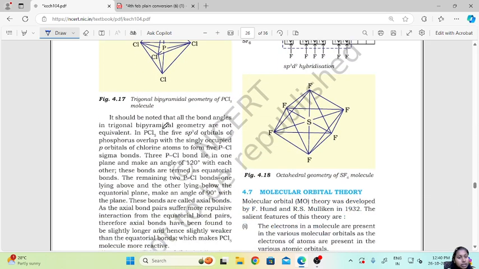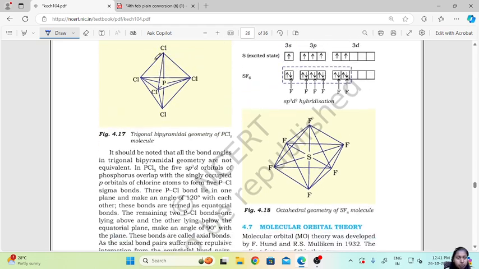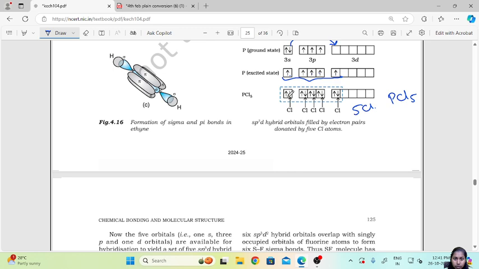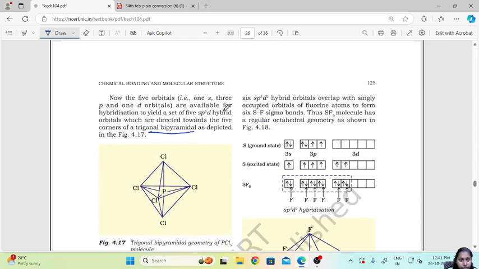Now it should be noted that all the bond angles in trigonal bipyramidal geometry are not equivalent. All the bond angles are not the same; there is a change in their bond angles. Now in PCl5, the 5 sp3d orbitals of phosphorus overlap with the singly occupied p orbitals of chlorine atoms to form 5 P-Cl sigma bonds. Here 1 electron from phosphorus, 1 electron from chlorine. So altogether we form 5 P-Cl bonds.